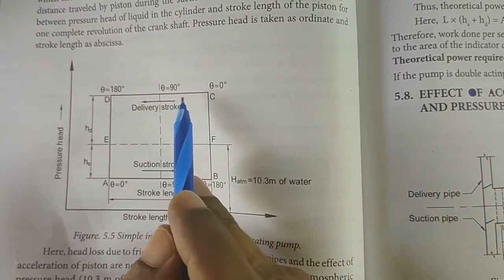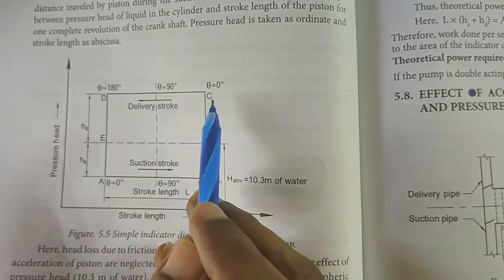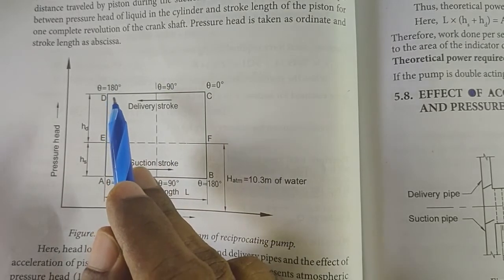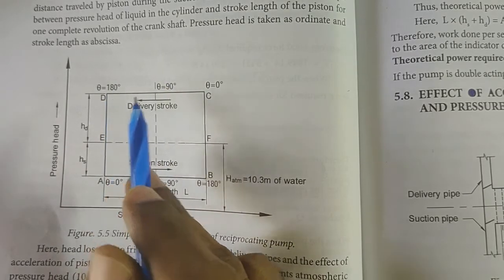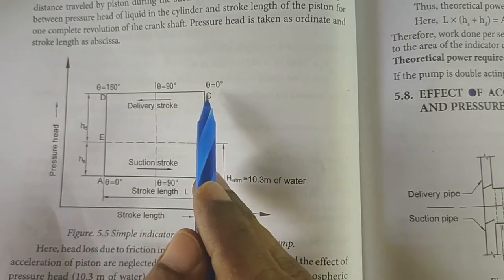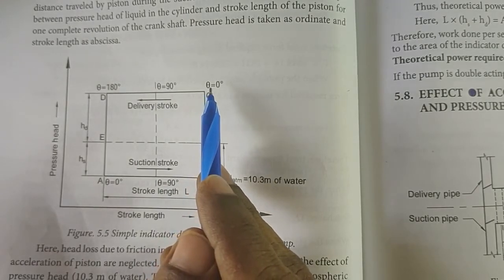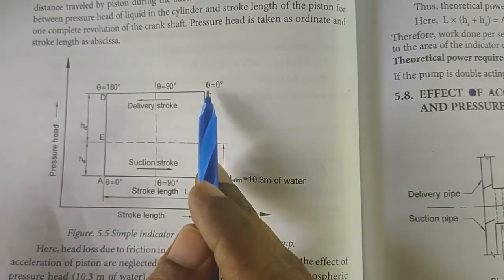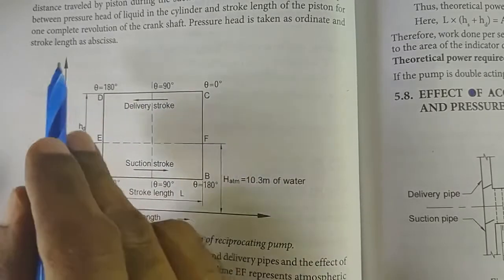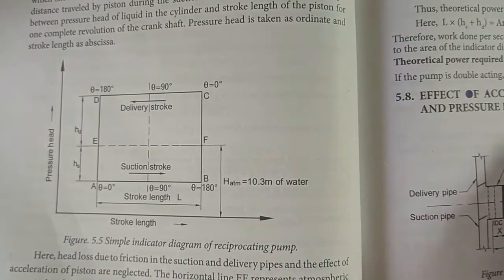And this is the delivery stroke from outer dead center to inner dead center. The piston is at the 180 position, and this is the 360 degree position. During the delivery stroke, high pressure is created, and that pressure pushes the water to the delivery, above atmospheric pressure, and it is considered uniform along the stroke length. So this is the simple indicator diagram, but the actual indicator diagram will not be like this.